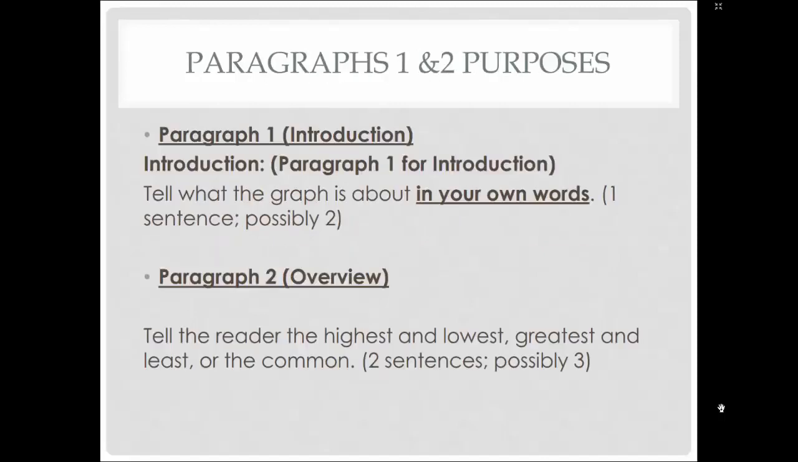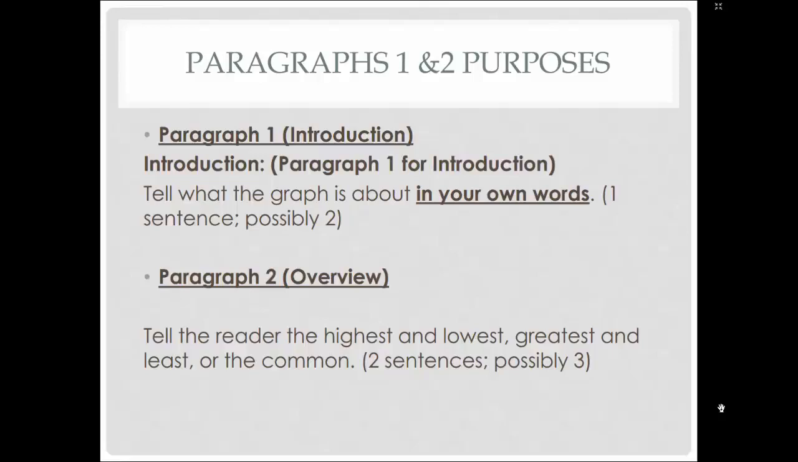All right, so I told you before that when you're doing this, you're going to be writing 4 paragraphs, okay? 4 paragraphs. Paragraph number 1 is your introduction, okay? And you're going to tell what the graph is about in your own words. You're going to do this in 1 sentence or possibly 2 sentences maximum, that's all.